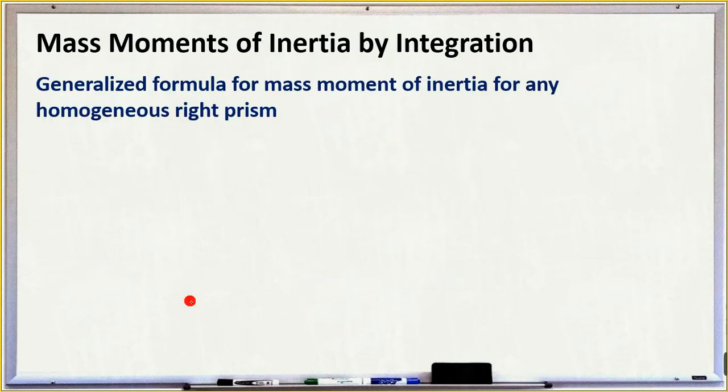So, next, we're going to derive the generalized formula for the mass moment of inertia for any homogeneous right prism. Now, what is the significance in finding the mass moment of inertia for a homogeneous right prism? The importance of this one is that it would serve as our basis in solving for the mass moment of inertia for another geometric solid. Okay, so this is our basis, or this is our reference.